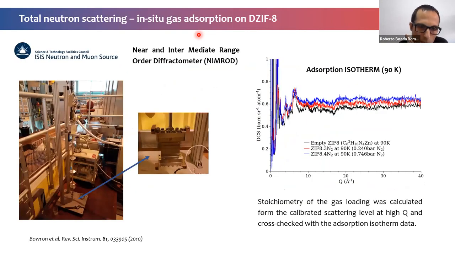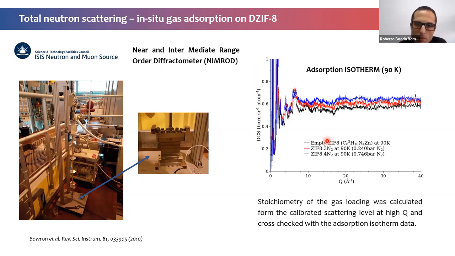We were lucky enough to be at the Rutherford Appleton Laboratory, with the ISIS neutron facility across the road. We did a similar experiment on gas absorption in this ZIF-8 metal-organic framework, on the Near and InterMediate Range Order Diffractometer, NIMROD, at ISIS, which is a total neutron scattering, wide Q range diffractometer. But now, to synthesize the ZIF-8, we deuterated it. One of the good things about this type of experiment is that it allows us to monitor the gas loading as it's happening. Using the appropriate calibration, we can follow the loading and determine how many gas molecules we have per zinc atom or per formula unit.